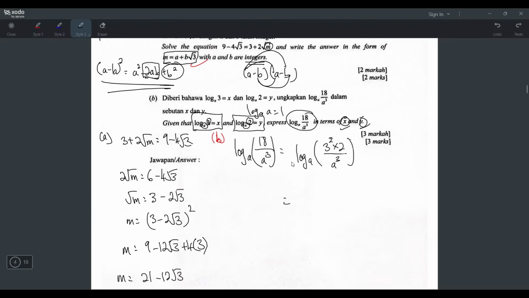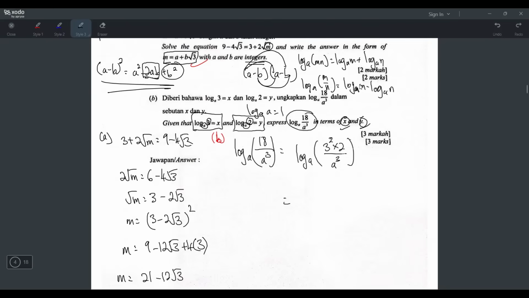What you have to do now is separate everything. Single log times becomes separate log plus, single log divide becomes separate log minus. You learn this in the law of logarithms: log a of mn, you can split into log a m plus log a n. And log a of m over n, when you separate, becomes log a m minus log a n. The way I teach is I always tell my students: single log times, separate log plus; single log divide, separate log minus.